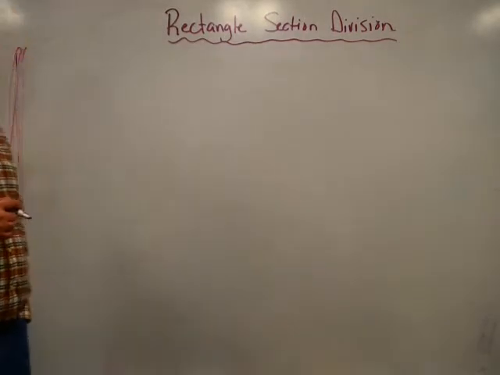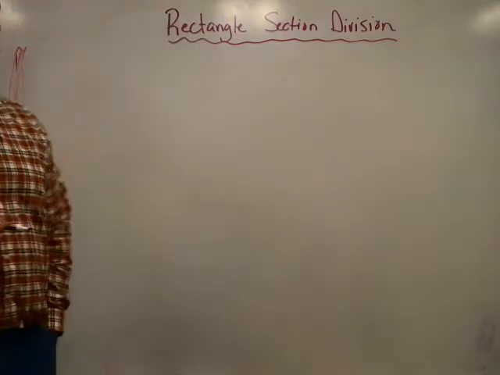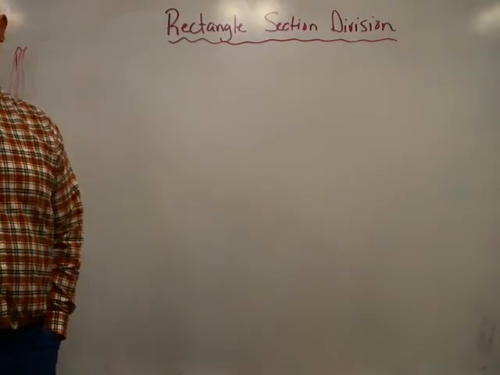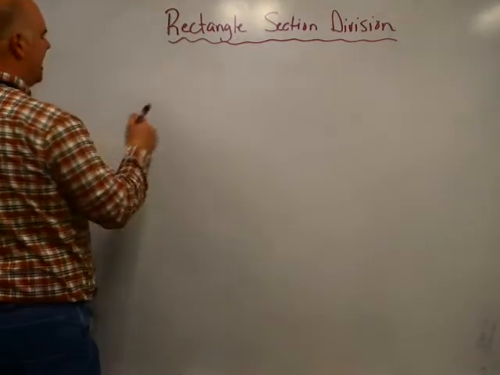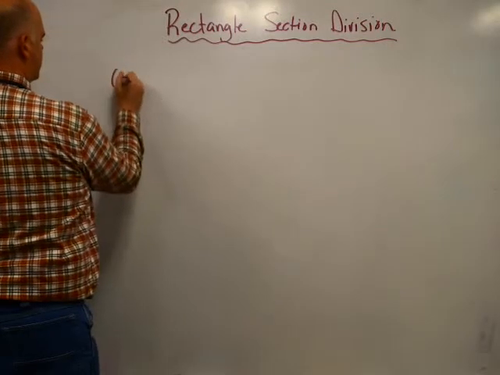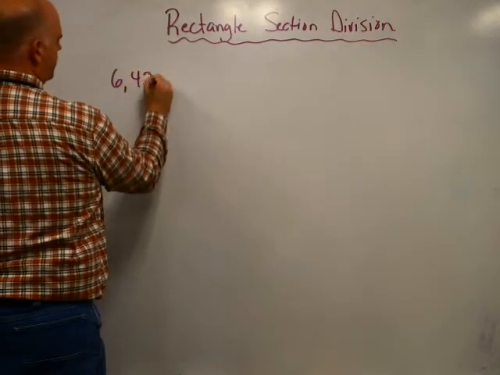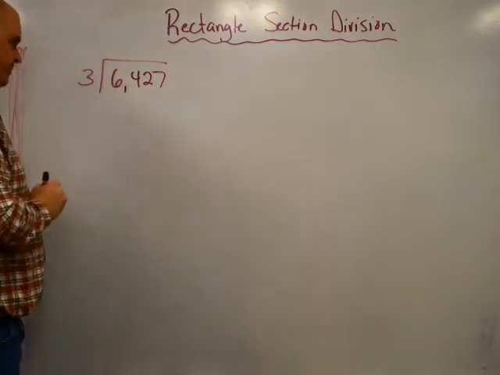So now we're going to show you the way to solve a long division problem using the rectangle section division method that is a 4-digit divided by a 1-digit number. Okay, and that's as high as a 4th grade level question would be. So if we have like 6,427 and we share that with 3 groups, okay?